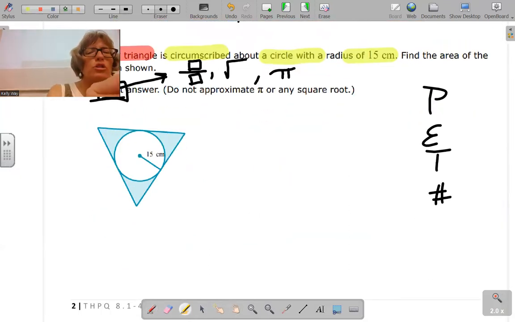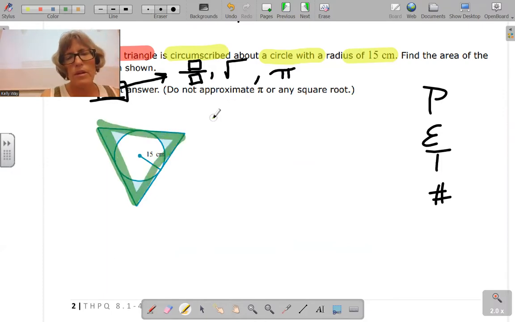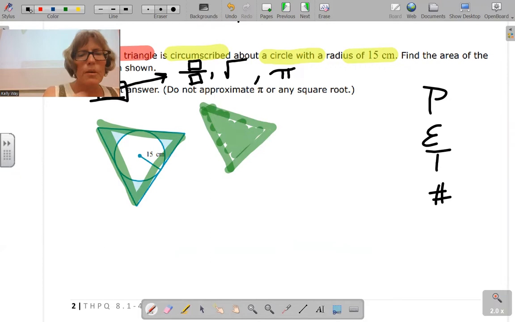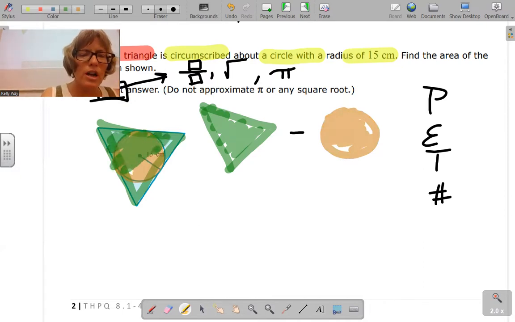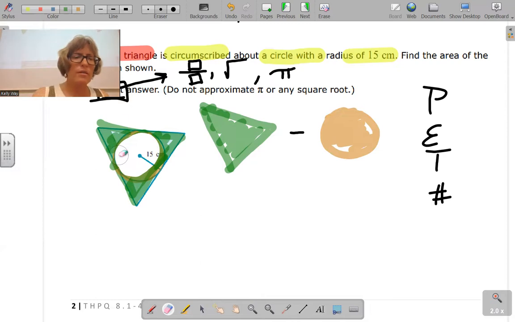Ready? So we're going to start with right here, pictures. To get the shaded region, it's essentially going to be triangle minus circle. Because you see here, if we find the triangle and we find the circle, we can do this. Behold, you have the shaded region.